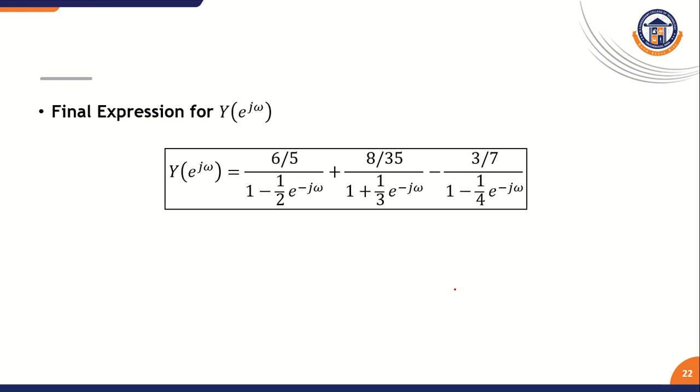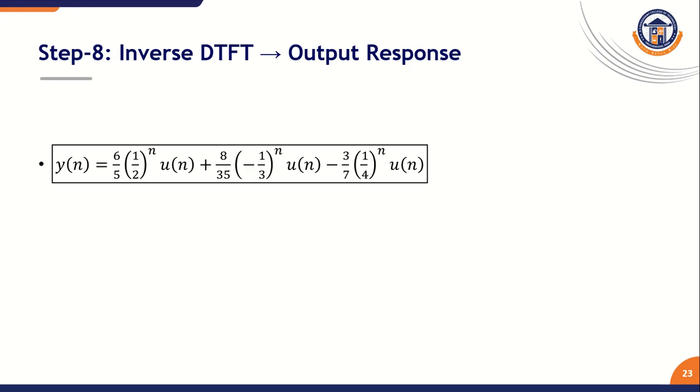Finally, we can substitute all the values in our output spectrum equation, that is capital Y of e power j omega equal to a value 6 by 5 divided by 1 minus 1 by 2 e power minus j omega, plus 8 by 35. This is the b value. This minus 3 by 7 is the c value. This is the output spectrum expression. Then after that, we can apply the inverse DTFT.